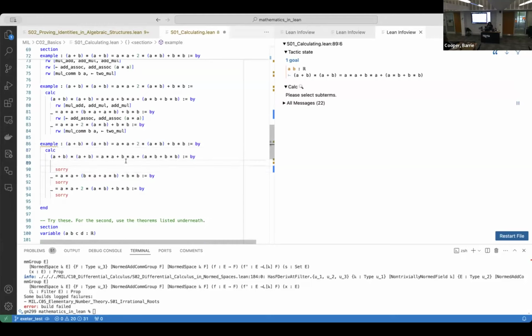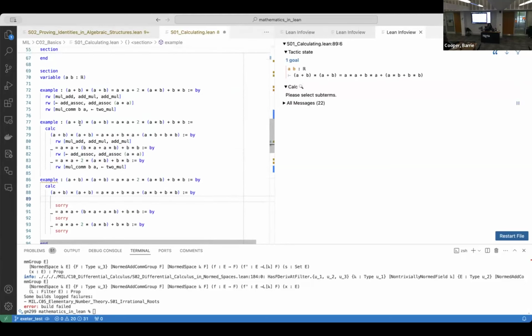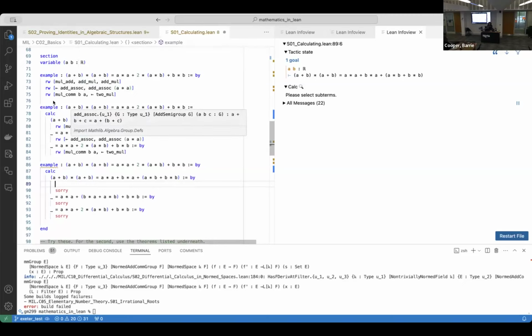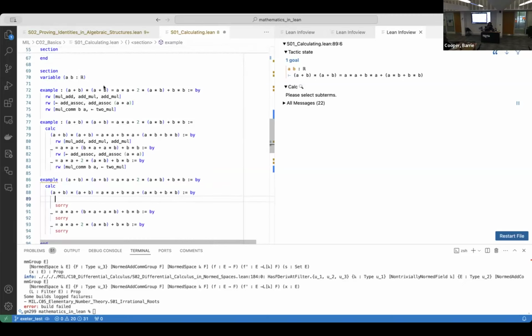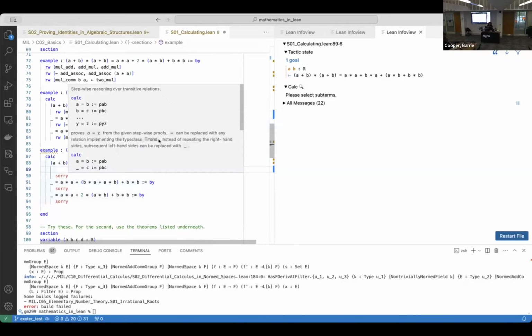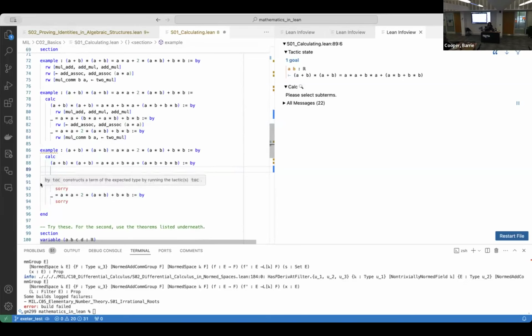What I've skipped over is the results that we're going to be using. So we've got mul_add, which is left distributivity, add_mul, which is right distributivity, and we've also got add_assoc, and this two_mul, which says that 2 times something is something plus itself. So any suggestions? Any of those things going to be useful? Mul_add, or two_mul, whatever.